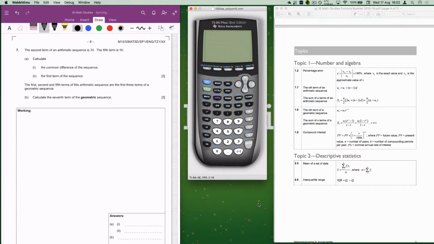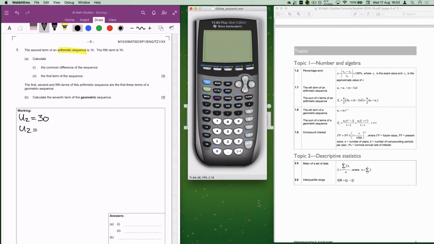Okay, question 7. So we're given the second term of an arithmetic sequence, and the fifth term of an arithmetic sequence. If you can remember, we'd write down u2 is equal to 30, and we should really write u2 as much as we can in terms of u1.